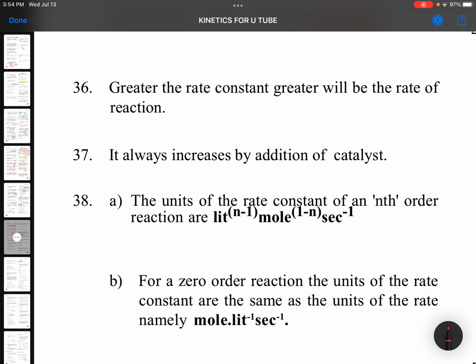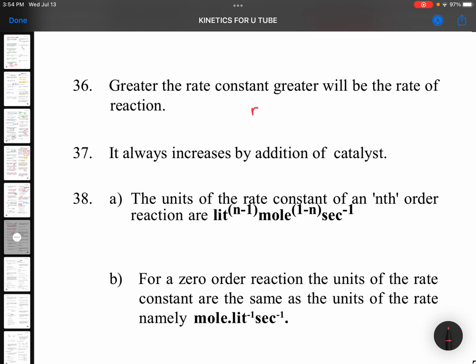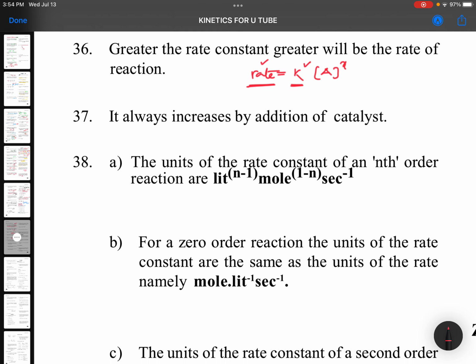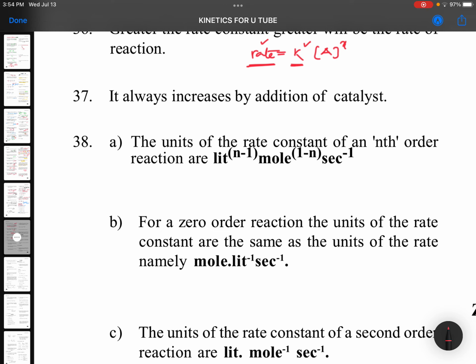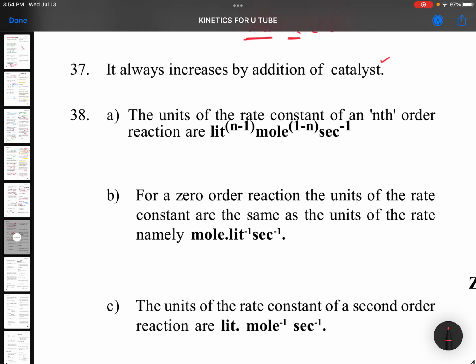Greater the rate constant, greater will be the rate of reaction, because rate is equal to K into concentration of A to the power x. So rate is directly proportional to K. If K is greater, rate is also greater. It always increases by addition of catalysts. When rate of reaction increases, automatically K increases. So this point is very interesting.